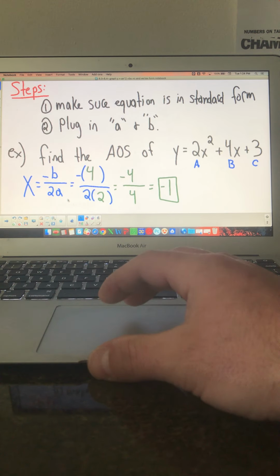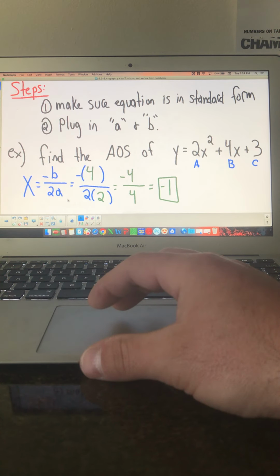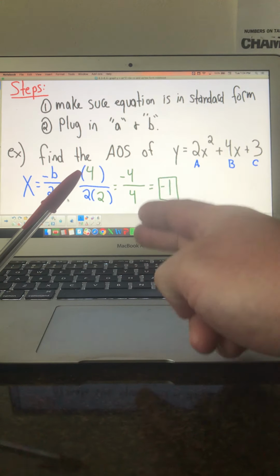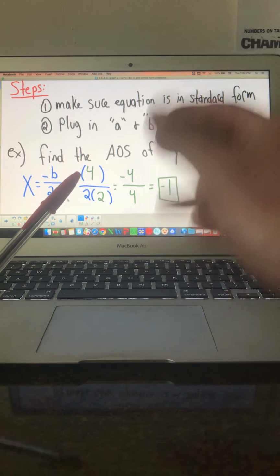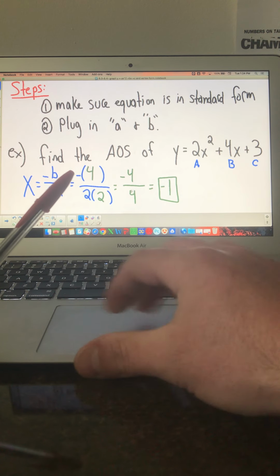So our axis of symmetry is x equals negative 1. All right? Remember, x equals, right, is a vertical line. So if we're looking at a parabola, we're looking at the line going right down the middle, vertical line, right? Remember, we talked about the axe, swinging the axe, hence why it's x equals negative 1.